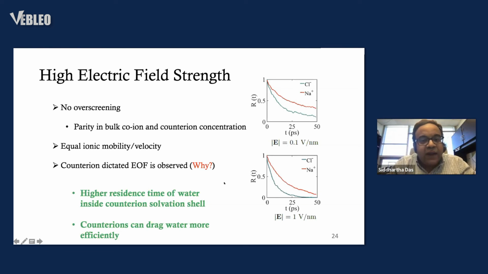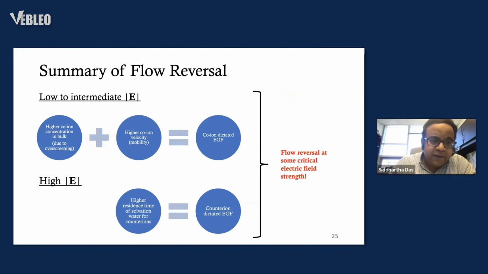And this is the reason why at large electric field, where there is no other effect, no difference in the bulk number of coions and counter ions, no difference in the ionic velocities, it is this large difference in the residence time that will drive the electroosmotic transport at large electric field in the direction of the motion of the counter ions. So, a very quick summary of the flow results. Low to intermediate electric fields: higher coion concentration in bulk plus higher coion velocity, coion dictated electroosmotic flow. High electric field: higher residence time of solvation water for counter ions, hence counter ion dictated electroosmotic flow. And this ensures flow reversal at some critical electric field strength.